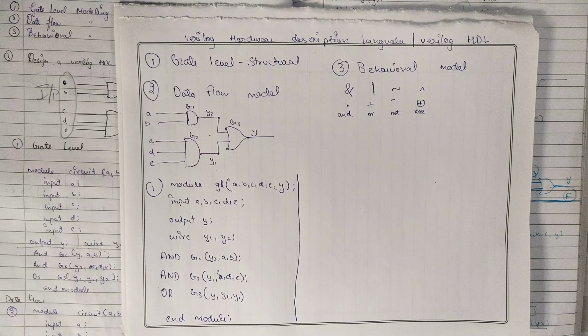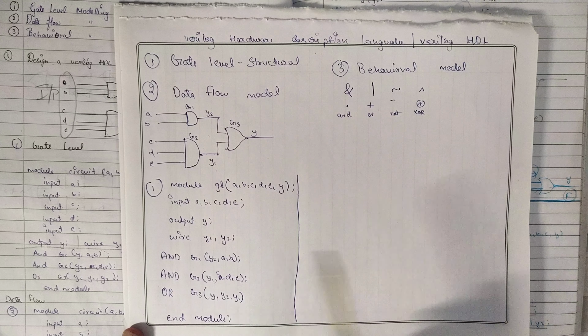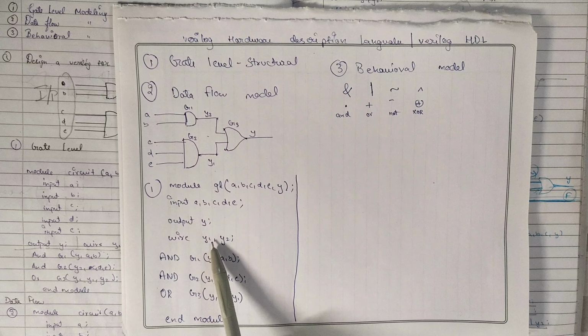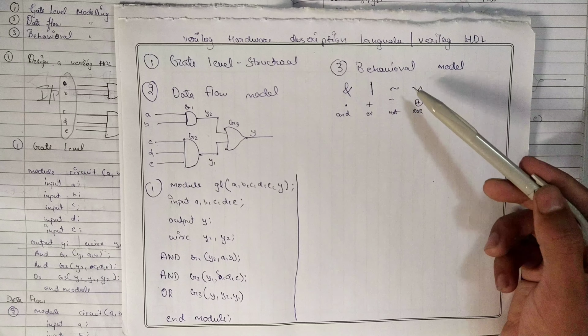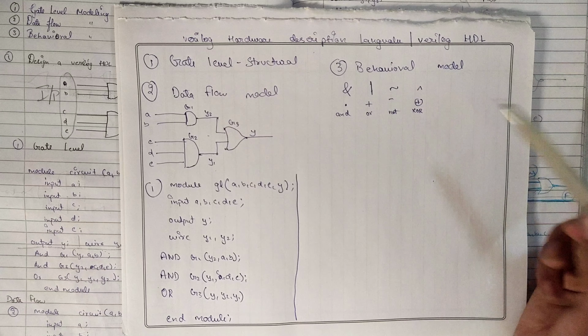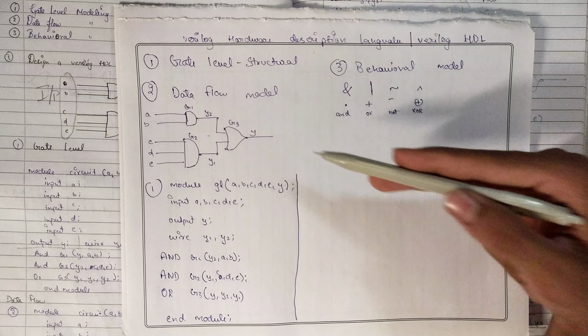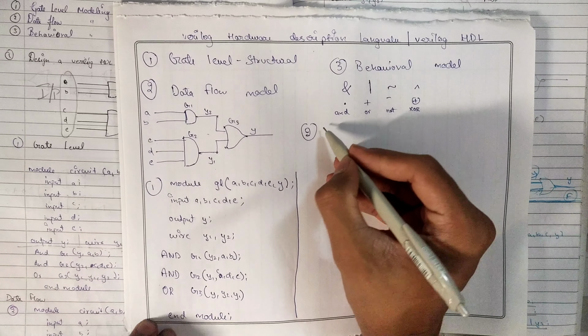So, nothing you have to learn here: the module line will be same in everything, this also will be same in everything, this also will be same in everything. Just your wire will be there for the first two, but wire won't be there here. Why there won't be a wire line in behavioral model? As I said, there is no logic diagram itself for this. Directly from the expression you can write the code. So, let us write data flow here.